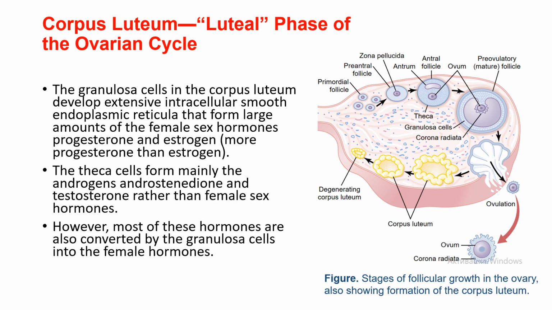The granulosa cells in the corpus luteum develop extensive intracellular smooth endoplasmic reticula that form large amounts of the female sex hormones progesterone and estrogen, more progesterone than estrogen. The theca cells form mainly the androgens androstenedione and testosterone rather than female sex hormones. However, most of these hormones are also converted by the granulosa cells into the female hormones.